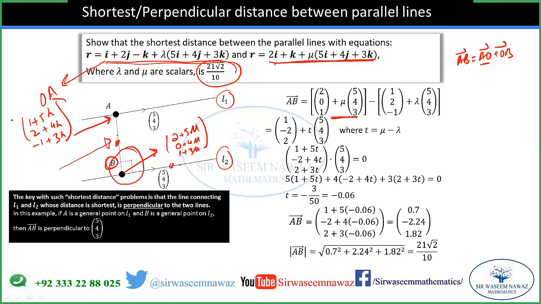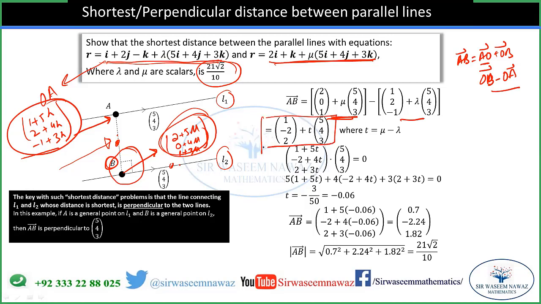Now this is our OA vector. This is our OB vector. Now what will I do? I will just add them, or you can write the same thing like this, that will be OB minus OA. Okay, so this is your OB and this is your OA, and you will get a vector for AB. Now this is our vector AB. Okay, we have replaced here, there will be some lambda minus mu, so I have introduced a new variable t here just to avoid some confusion.